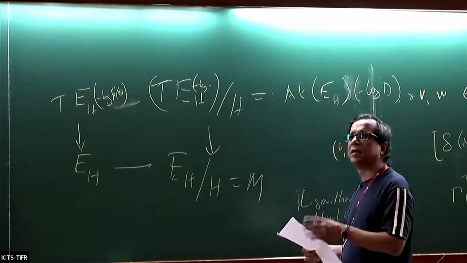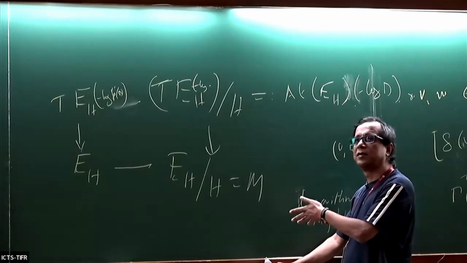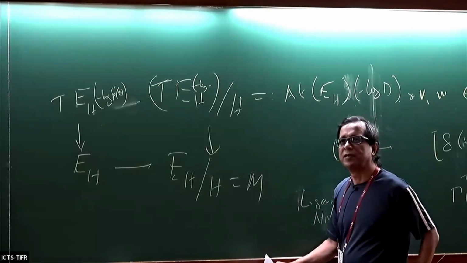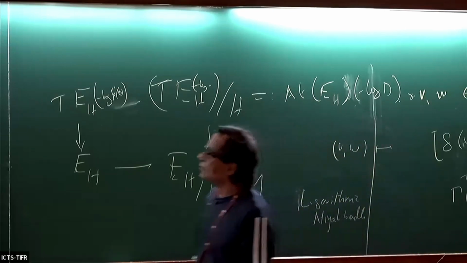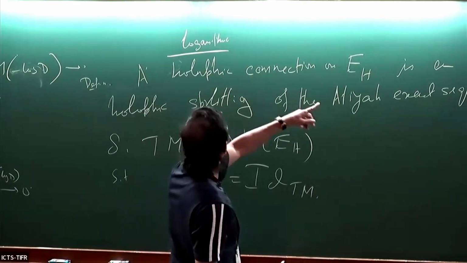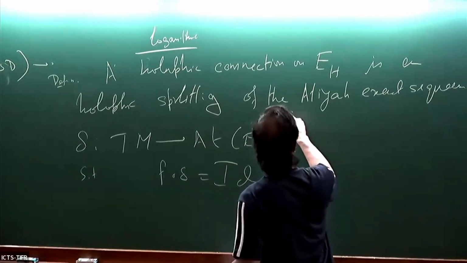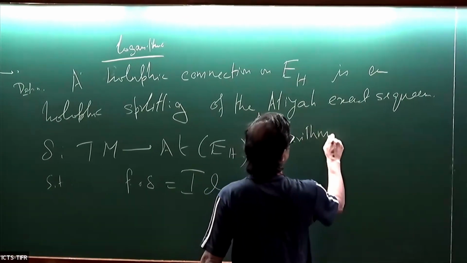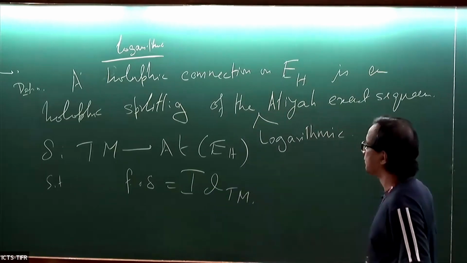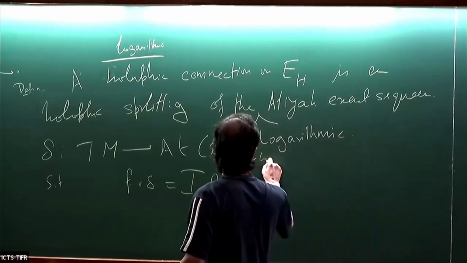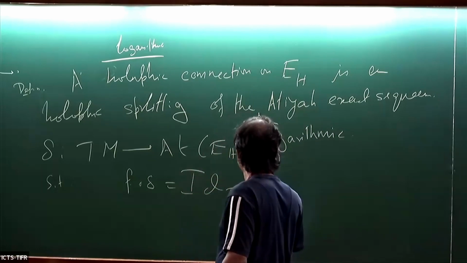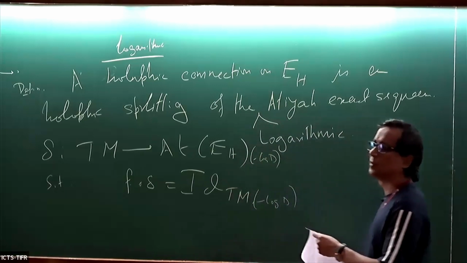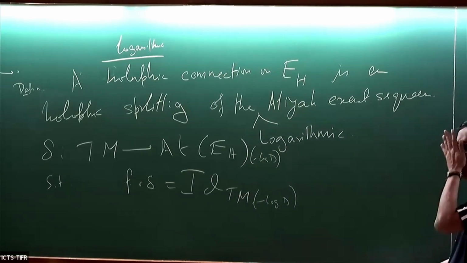Just before, instead of T_M, I take T_M minus log D, and I take the inverse image. I also have to appropriately modify the tangent bundle. So that is, you get the logarithmic Atiyah exact sequence. A logarithmic connection on E_H is a holomorphic splitting of the logarithmic Atiyah exact sequence. That means the composition is the identity. The same definition, everything is the same, but you can replace by log D.